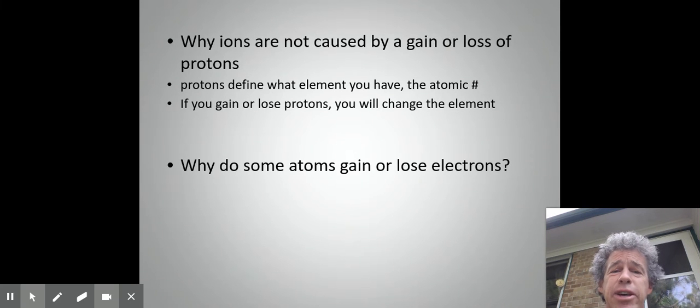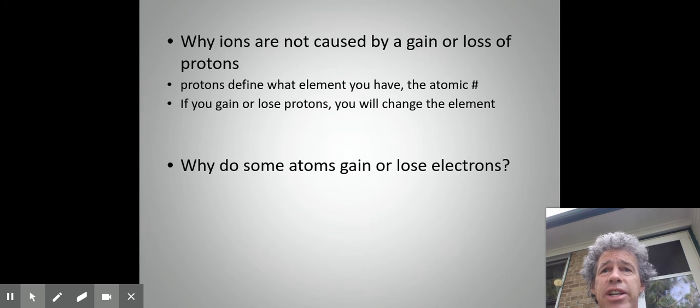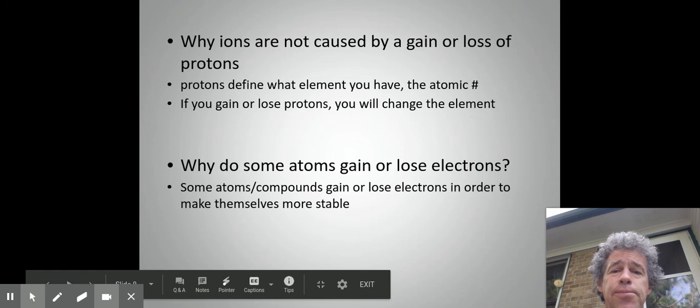And in terms of why some atoms gain or lose electrons, whether they gain or lose depends on creating stability within that atom. Generally, metals will lose electrons, and nonmetals will gain electrons to be more stable.